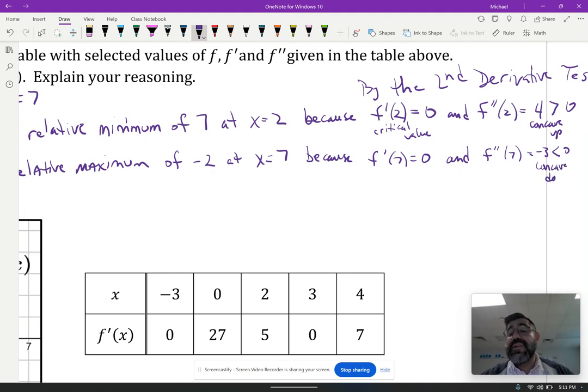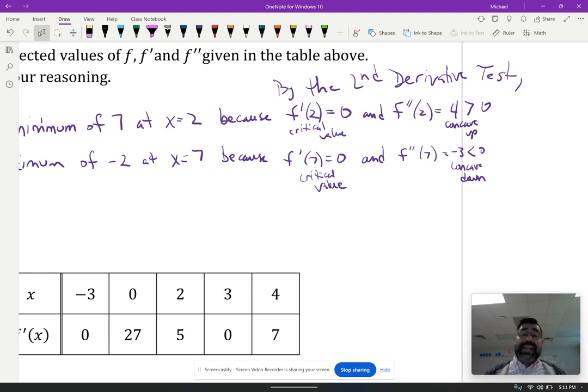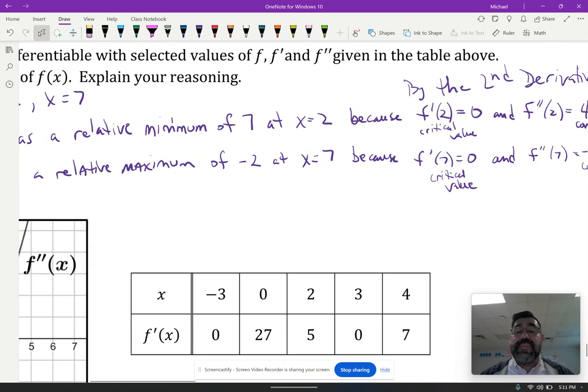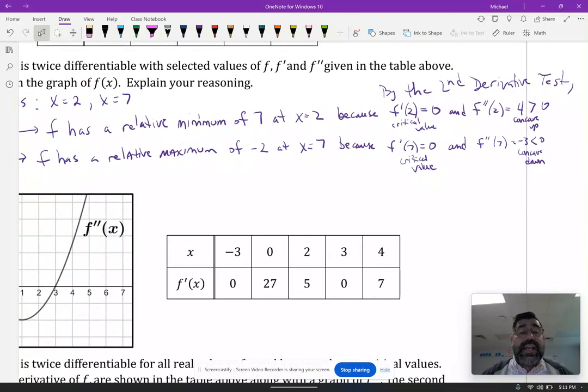Or in this case, concave down. My bad. So this is a critical value, and I know that the second derivative is negative, and therefore it's concave down. And by the second derivative test, we are guaranteed that this is going to be a relative maximum. So I'm going to zoom out so that you can see the whole setup there.